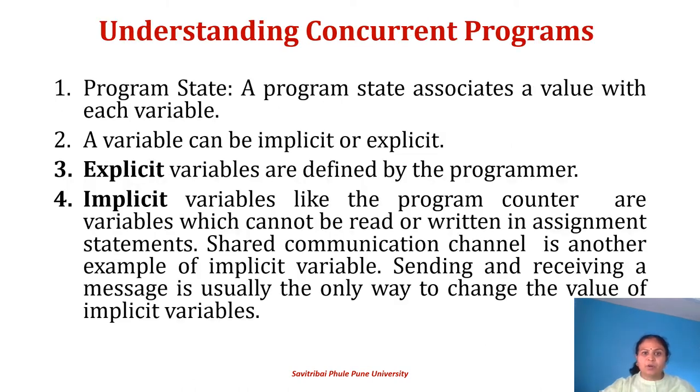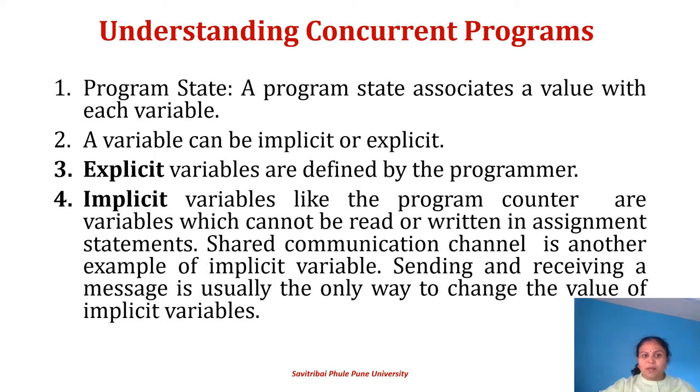Understanding concurrent programs. The program counter is a variable that denotes the next action to be executed by the process, and its value is changed as a result of executing the action. So let's see the program counter as an example with respect to explicit or implicit variables.